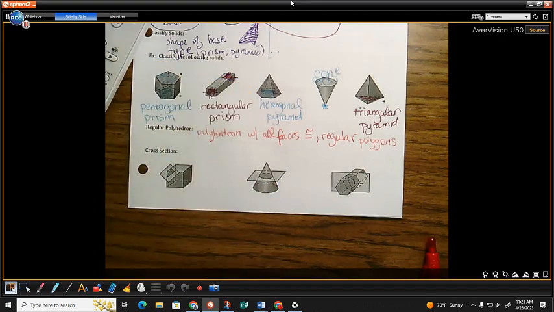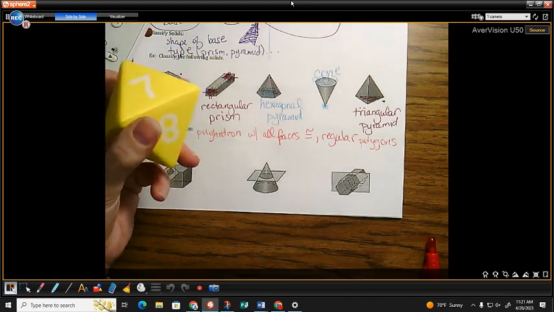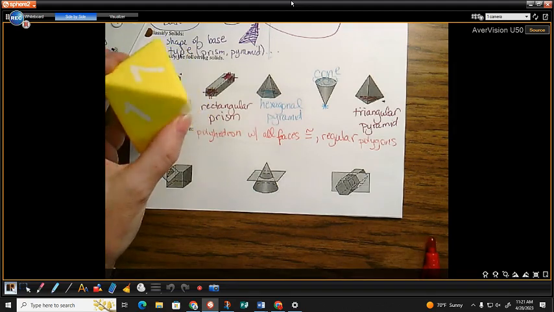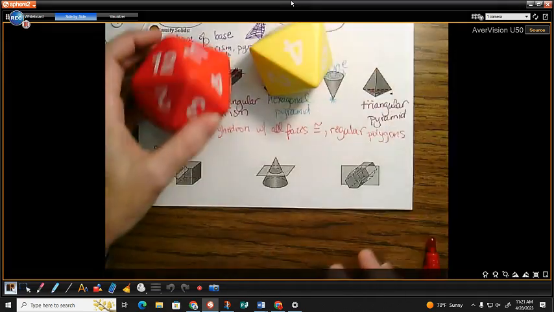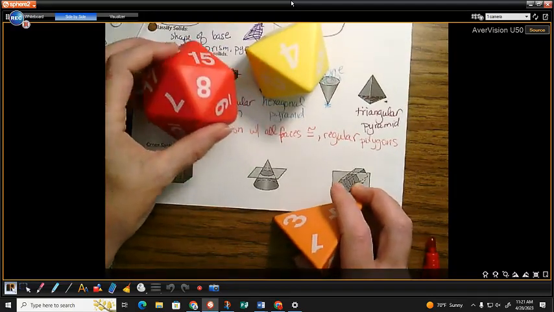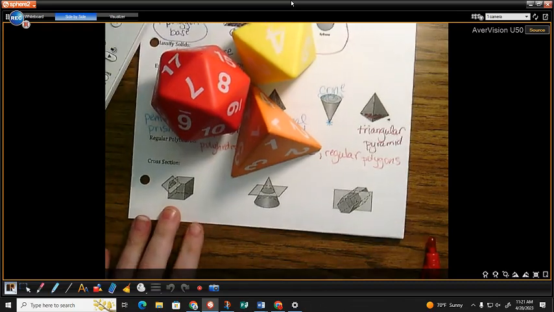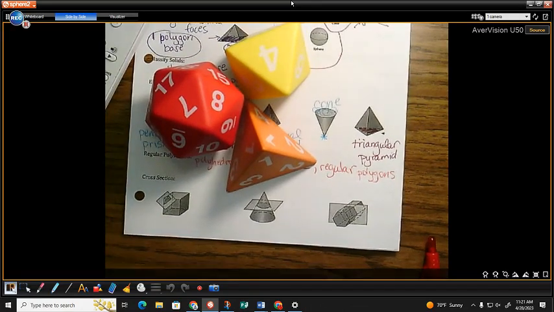But wait, here are also a bunch of equilateral triangles put together. And oh, here also are a bunch of equilateral triangles put together. Those are all regular polyhedra made out of triangles.